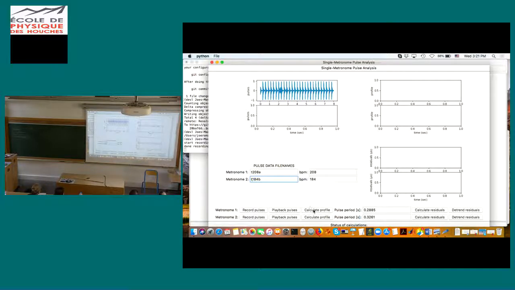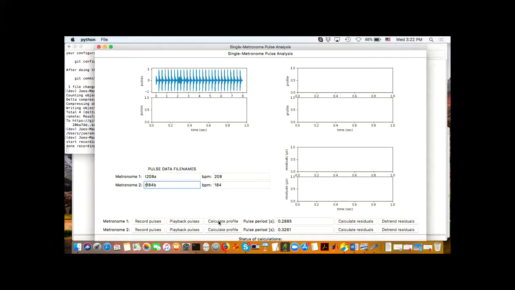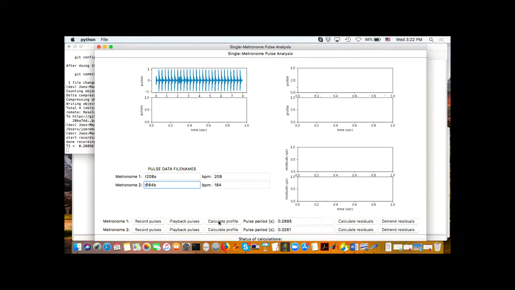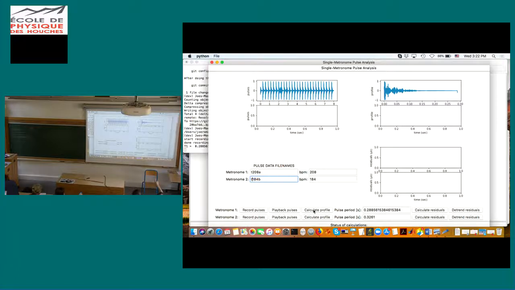We'll calculate the profile here, which is basically just folding the data. It's trying different segment durations, and then it divides the data up into segments of that chosen duration, averages things up, and looks for a maximum. When it gets maximum output, that's the correct period. So that's what we get for the folded profile.